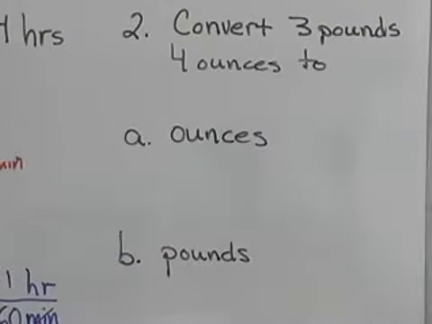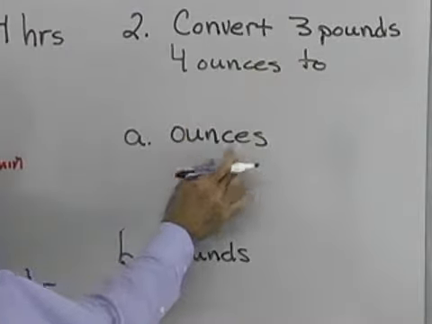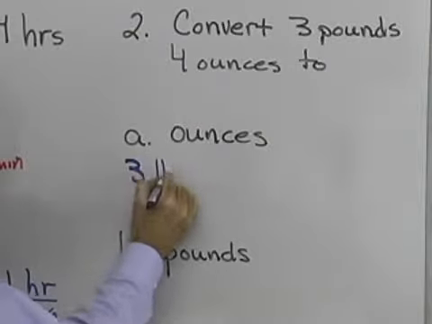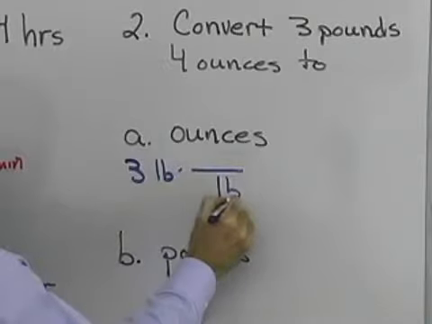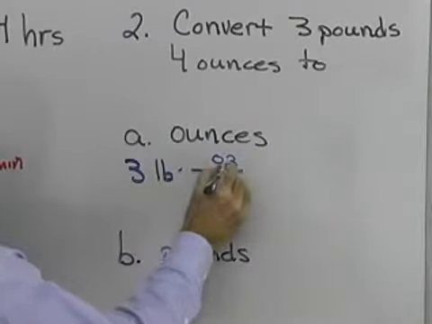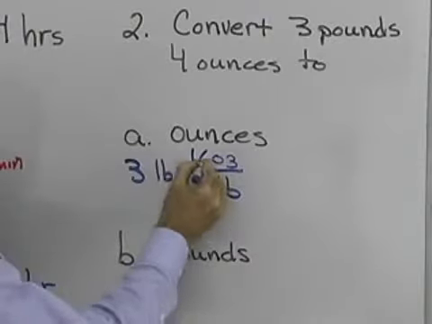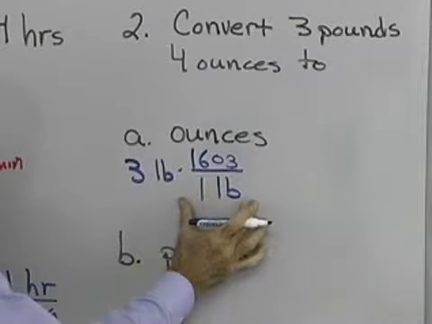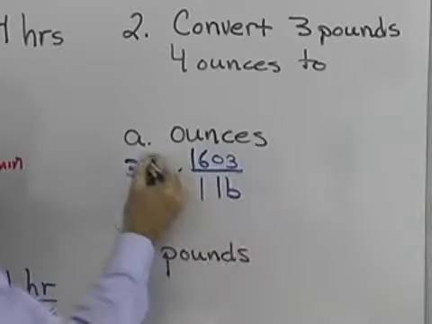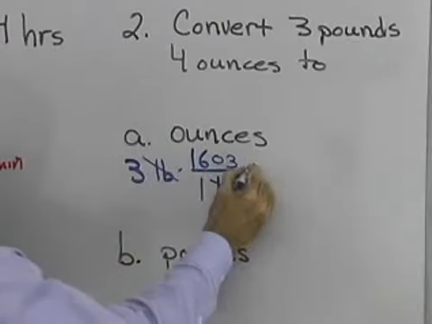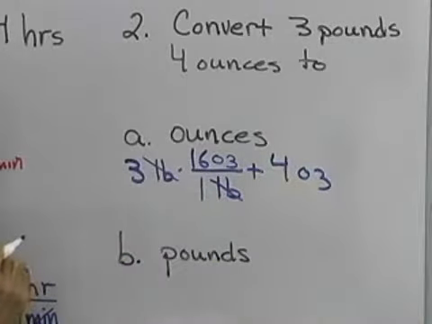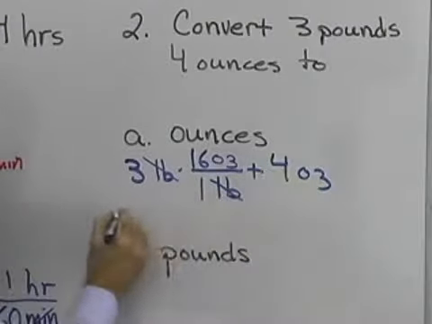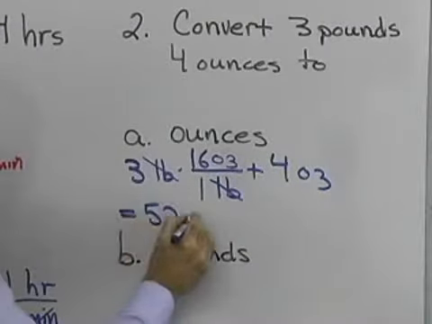Convert 3 pounds 4 ounces to just ounces. Well, I know there's 16 ounces in every pound, so I'm going to write this as 3 pounds. I'll use this little notation for pound, times, okay, I want my pounds to divide out, and I want to be left with ounces. So I know there's 16 ounces in every 1 pound. That means that this is the number 1, but I've set this up in such a way that my pounds divide out. And I'll add to that my 4 ounces. So I have 3 times 16 is going to be 48, plus 4 is going to be 52 ounces.